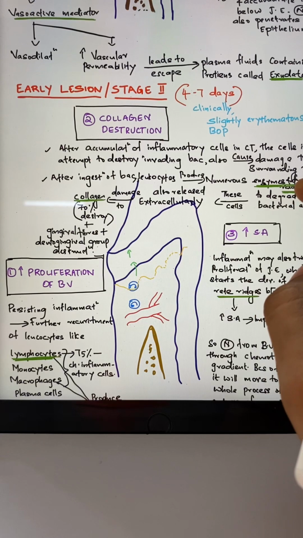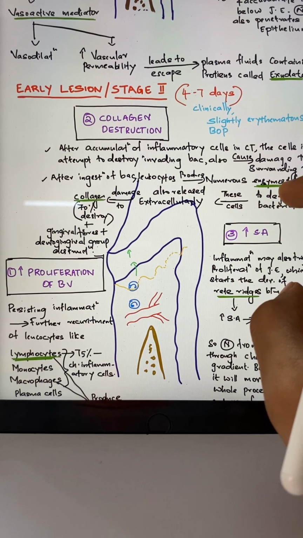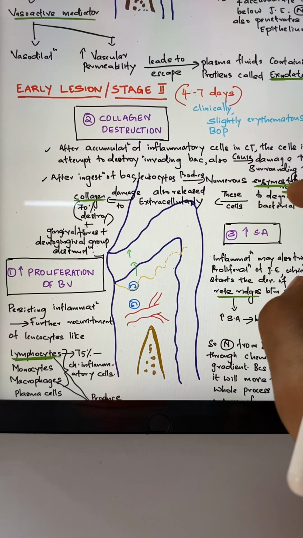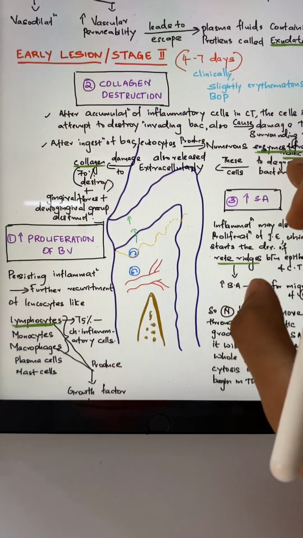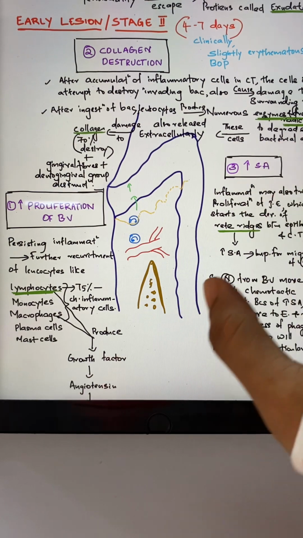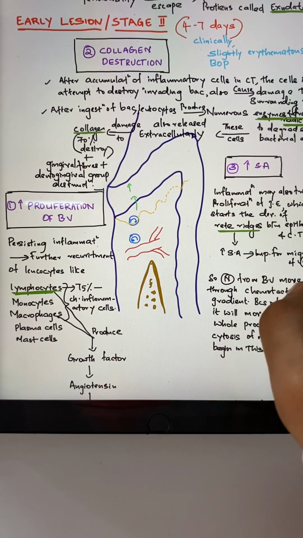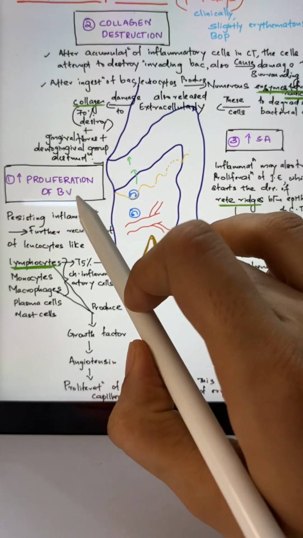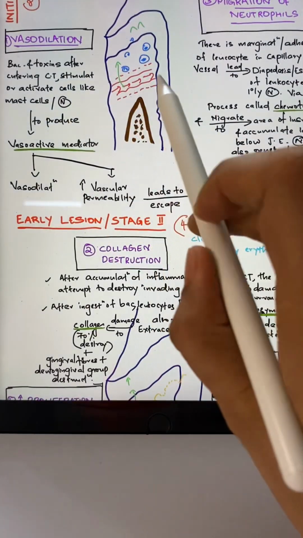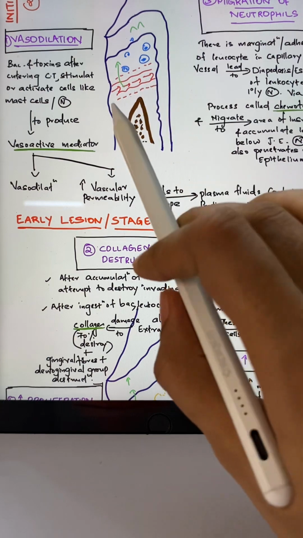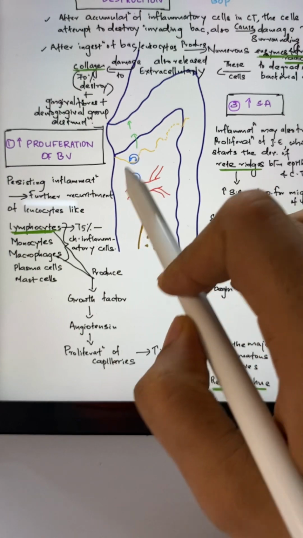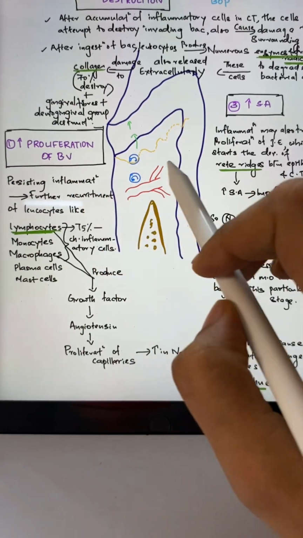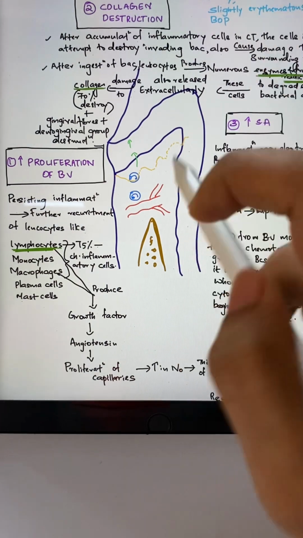Next we will proceed to the early lesion or stage 2. In this stage we can see, usually after 4 to 7 days of plaque accumulation, three different aspects. First is the proliferation of the blood vessels. In the previous stage, proliferation of the blood vessels was not there, only vasodilation and vascular permeability. But when we reach this stage, we can see the proliferation of the blood vessels, then the collagen destruction.